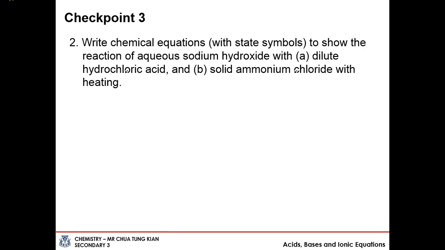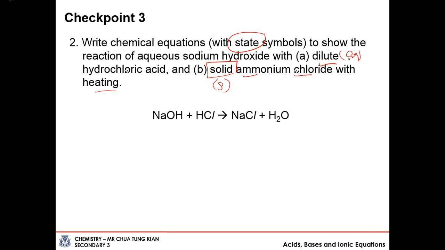Right, simple chemical equations with state symbols. Take note with state symbols to show the reaction of a base with an acid and a base with ammonium chloride with heating. Take note this is solid, so we write (s). Dilute HCl will be (aq). So for the first one, we have NaOH with HCl giving us salt and water, and state symbols in. This is (aq), this is (aq), this is (aq), and for water it is liquid.